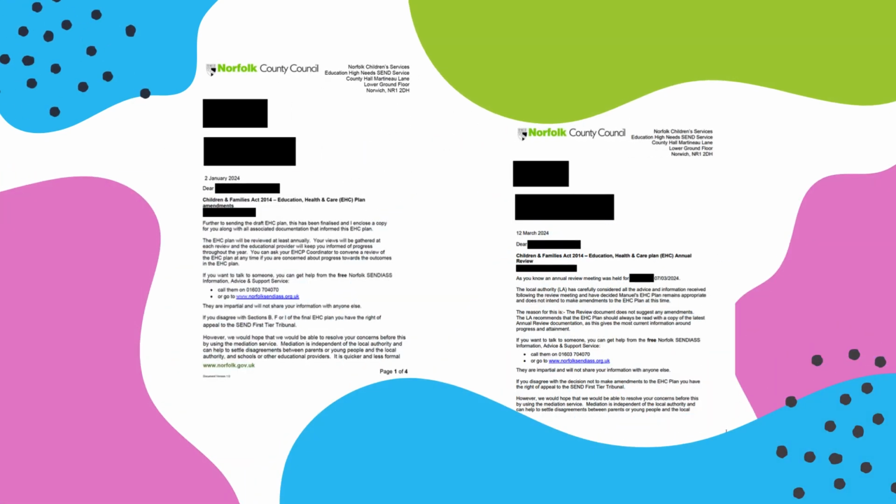Here are two examples of decision letters from Norfolk County Council. One is a letter informing the parent that the final EHCP has been issued following the draft plan process. The other is a decision to maintain an EHCP following an annual review.